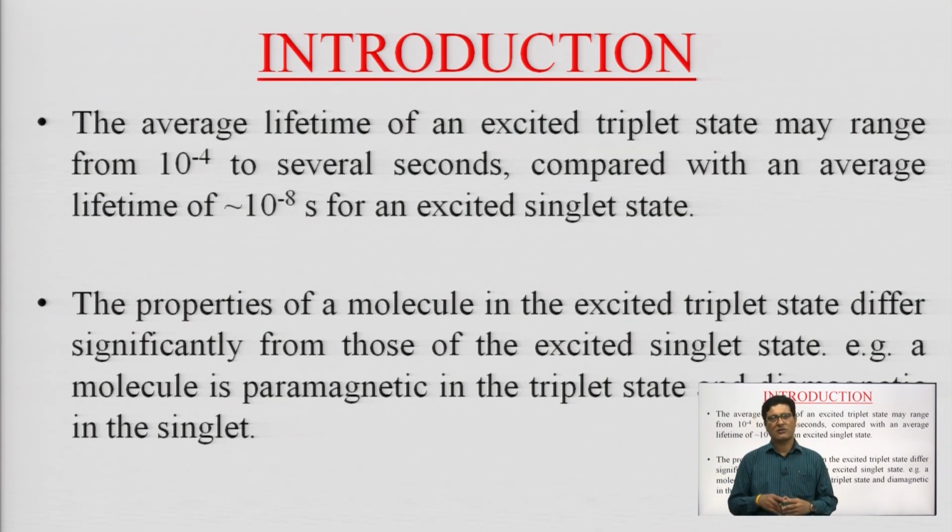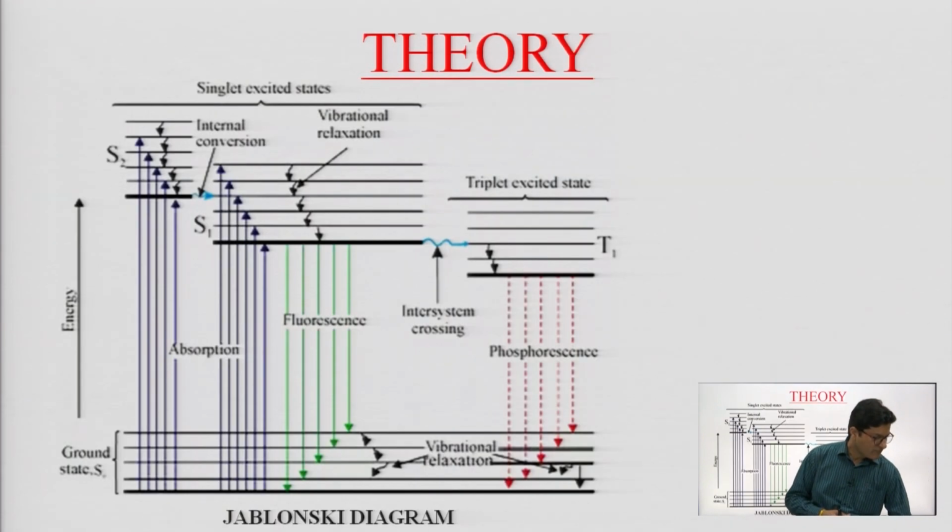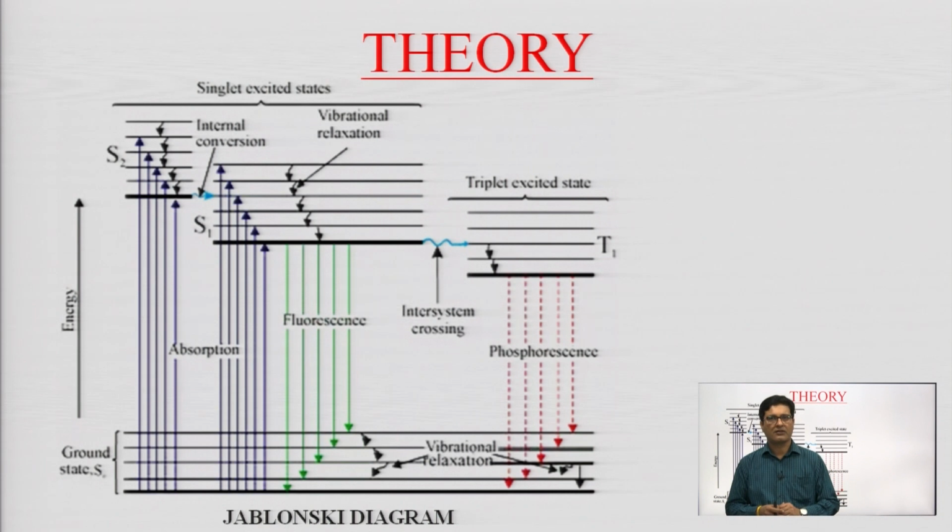One thing you should also keep in mind is that the properties of the excited triplet state generally differ from the excited singlet state. For example, as we discussed earlier, the molecule is generally paramagnetic when it is in the triplet state, and it is diamagnetic when it is in the singlet state. This can be well explained with the help of the Jablonski diagram.